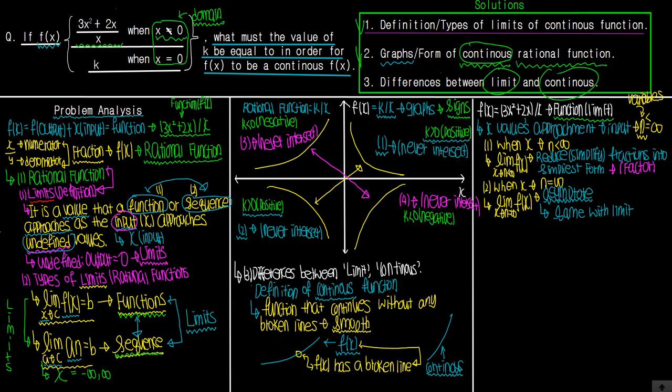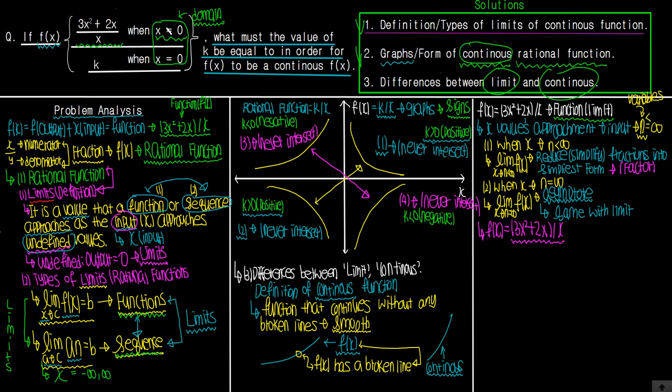So let's think about it. We know that this function in this case is f of x equals 3x squared plus 2x, all of them divided by x. This is what our function is going to be. So let's get through our question and solve what the answer is going to be.